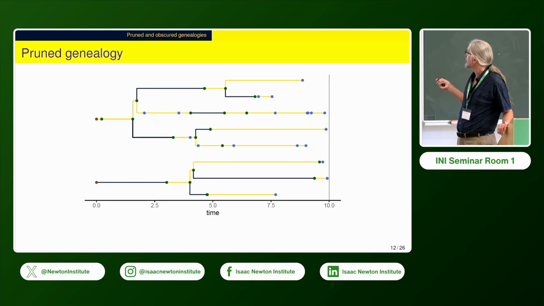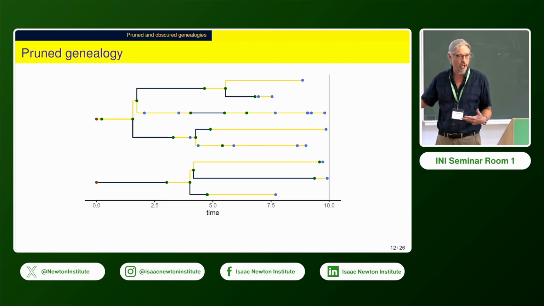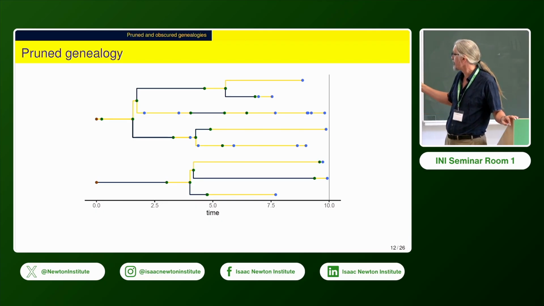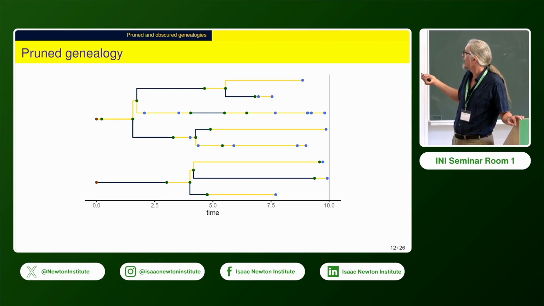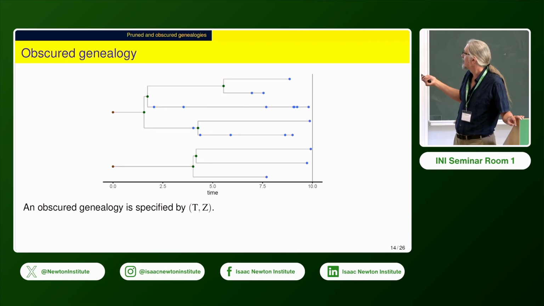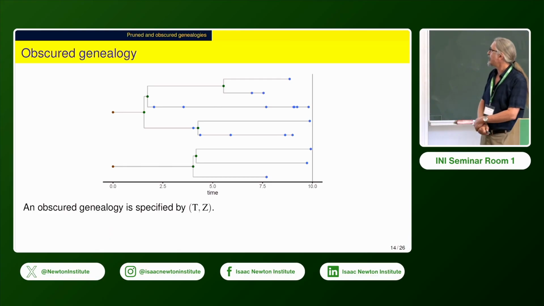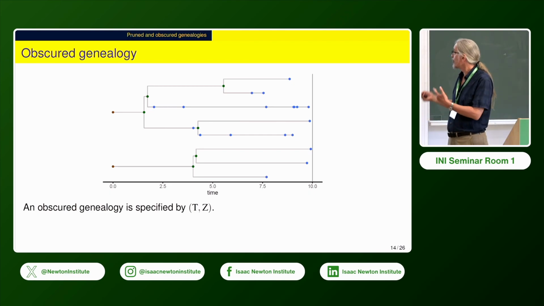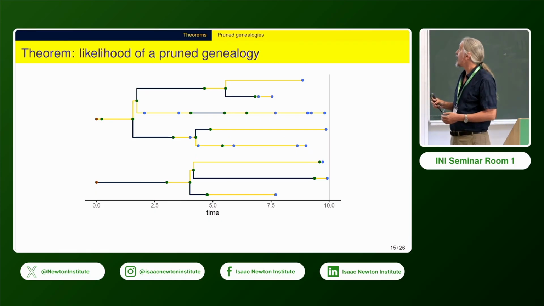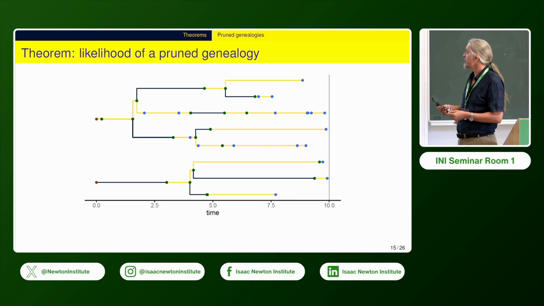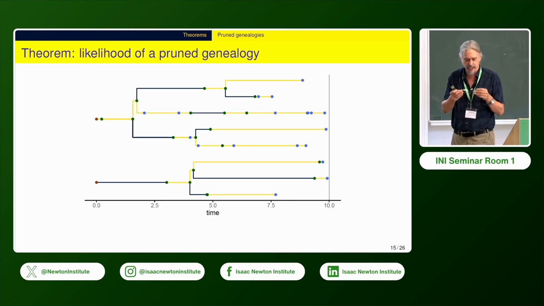We only see the samples, and so, through a process of pruning, we can project such a genealogy down to just the relationships amongst the samples, and then through a process that I call obscuring, erase the colors to get something that is more like what we actually see. So this is what we might actually be able to infer from data. All right, so let's now get to the results. I want to first show a theorem that tells us the likelihood of this pruned genealogy.